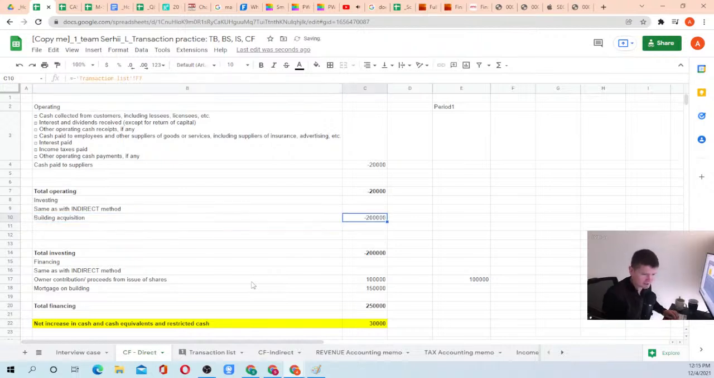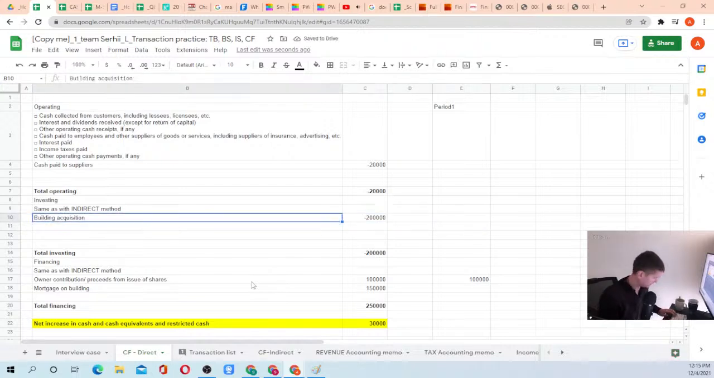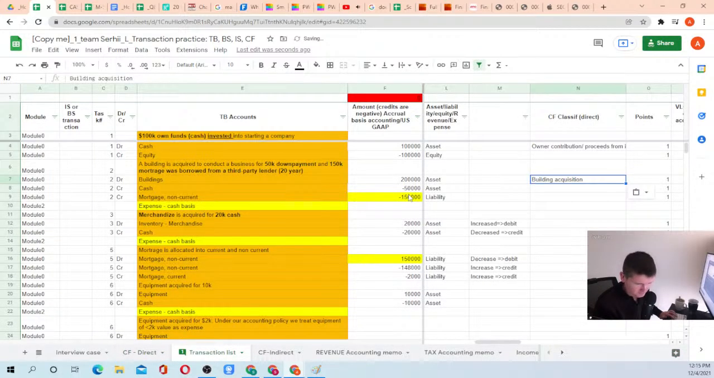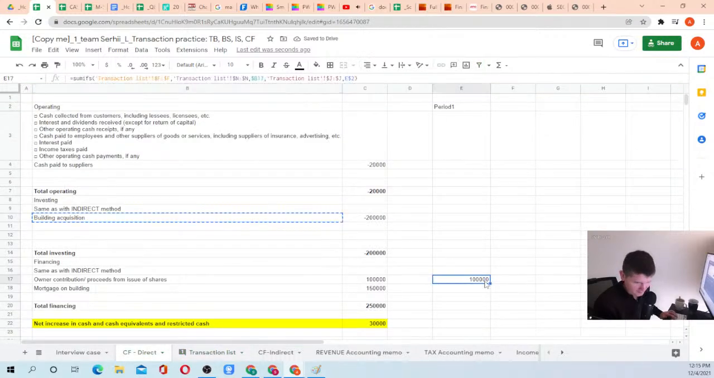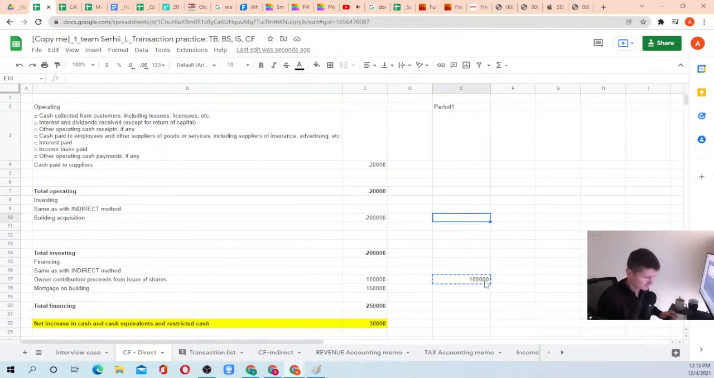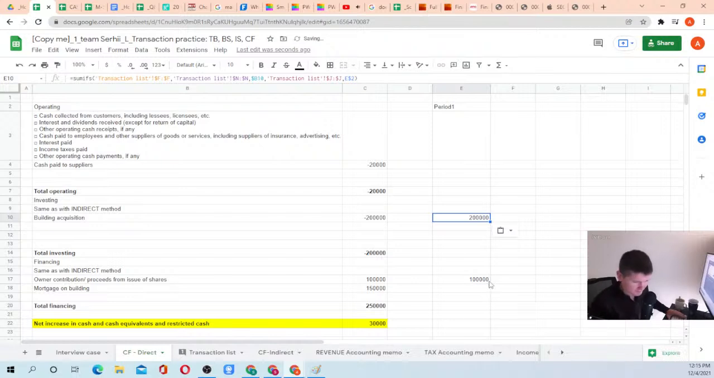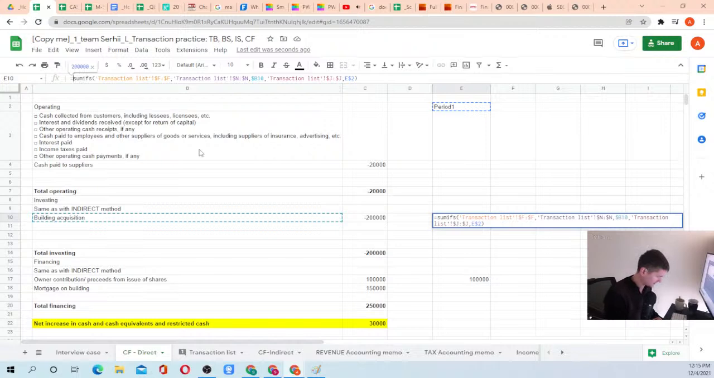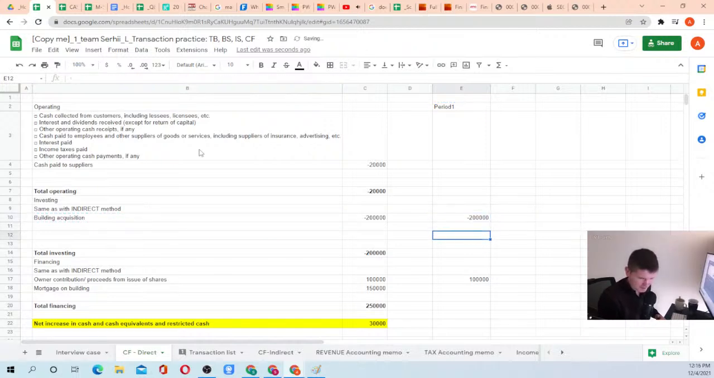So we need to be very accurate here. Then we will copy that building acquisition to here. Okay, then we will copy the formula. And as you might already note, this is a cash outflow. We need to make some common sense test or logic test to make sure that we use the right sign for that transaction.